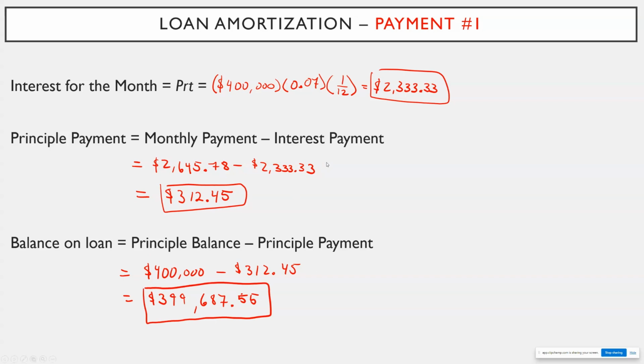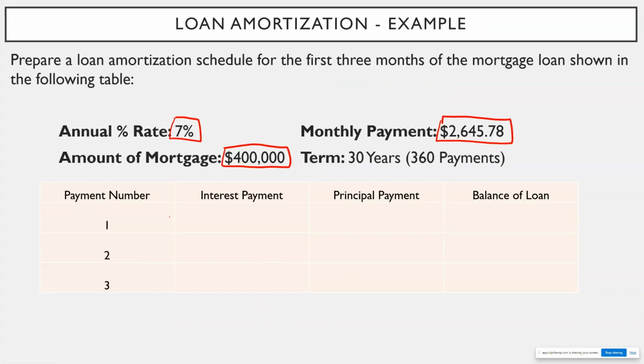All right, let's go back. How much we paid for interest in the first month was $2,333.33. Toward our principal, we paid $312.45, and that means the balance on our loan is $399,687.55.